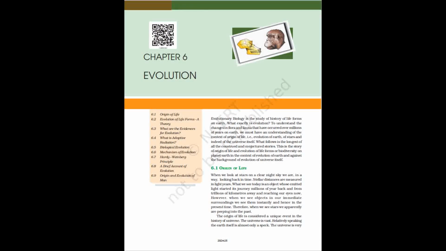6.1 Origin of Life. When we look at stars on a clear night sky, we are, in a way, looking back in time. Stellar distances are measured in light years. What we see today is an object whose emitted light started its journey millions of years back and from trillions of kilometers away and reaching our eyes now. However, when we see objects in our immediate surroundings, we see them instantly and hence in the present time. Therefore, when we see stars, we apparently are peeping into the past. The origin of life is considered a unique event in the history of the universe.